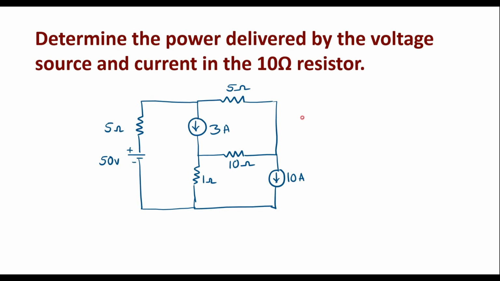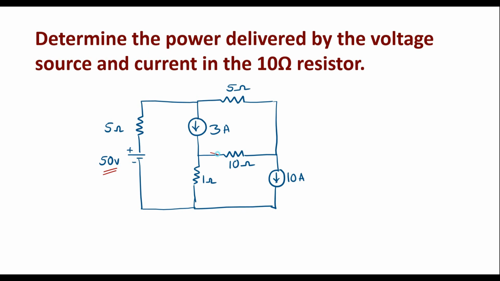In this video, I'll consider one numerical on loop analysis. Determine the power delivered by the voltage source and current in the 10 ohm resistor. This is the given circuit. We need to find power delivered by the voltage source, that is power delivered by this 50 volt voltage source, and we should also calculate current through 10 ohm resistor.